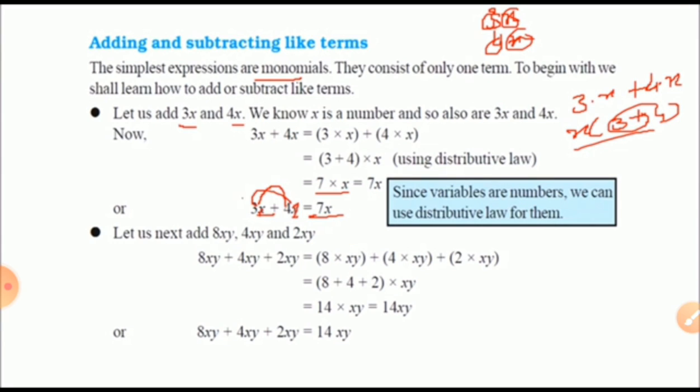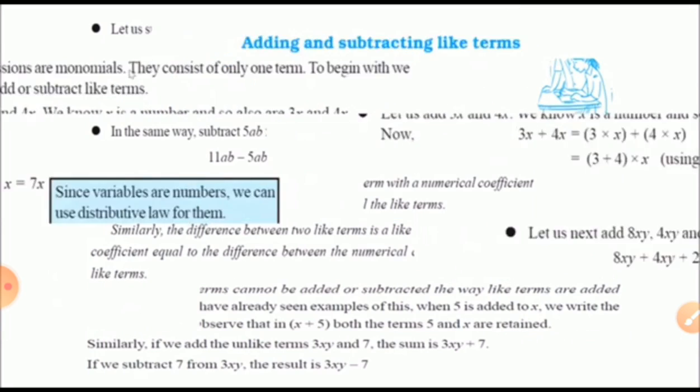Distributive laws of the numbers and variables, take out common. Directly you can say x is the common and 3 plus 4 is 7. Here xy, variables are there. Before that, the coefficient numbers are 8, 4 and 2. Or in a simple way, you can say we have to add up only the coefficients and write the variable one time. Easy? Correct. So 14xy is the answer for monomials.